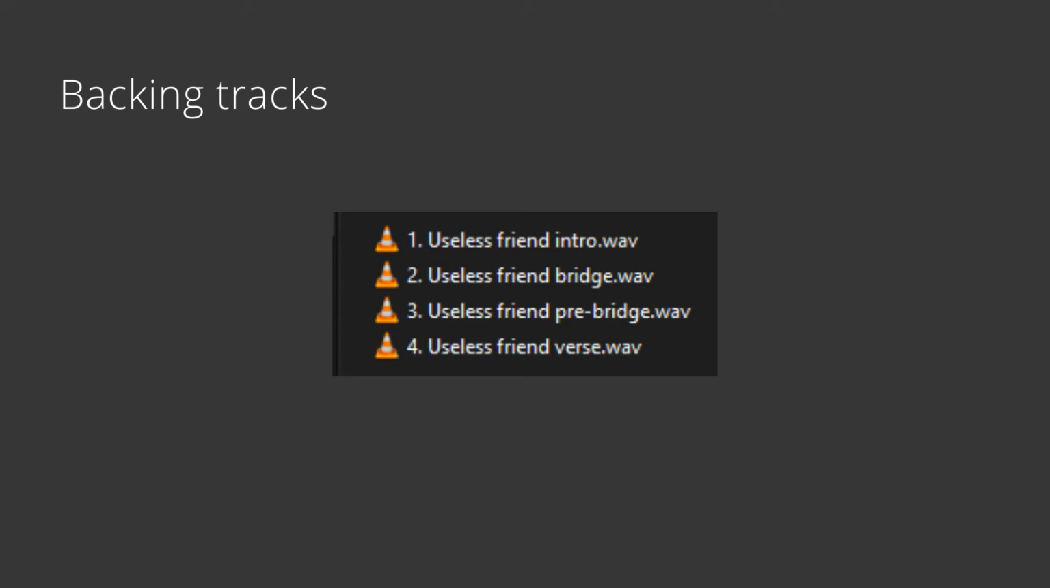In order to prepare, you first need to segment the song into sections. For instance, intro, verse, chorus, and add a count and/or metronome if necessary. Here is an example from my song Useless Friend with a count-in and metronome.